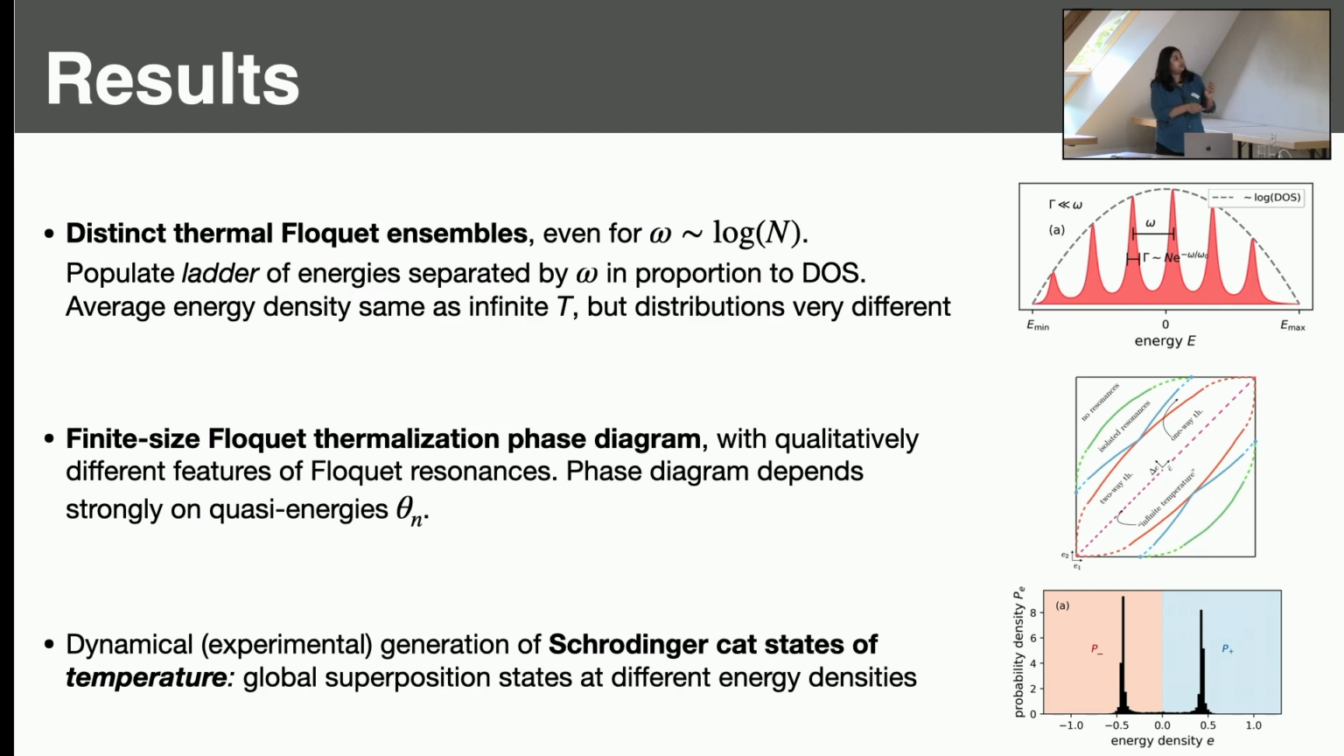People want to prepare cat states in the lab for all sorts of reasons. Here, what you'll end up with is Schrodinger cat states between a state at some positive temperature T1, for instance, and a different state at a negative temperature minus T, okay? So there are different temperatures, there are different energy densities, they're macroscopically different, and by starting with some simple product state that you can make in the lab, you can dynamically generate this kind of Schrodinger cat state of temperature, okay? So any questions in the setup?